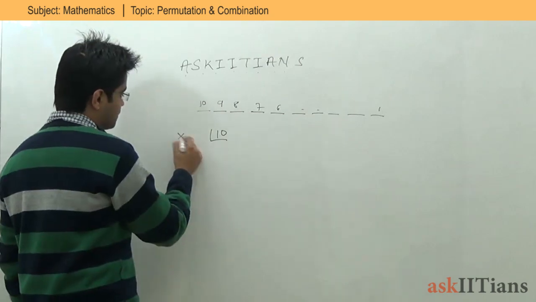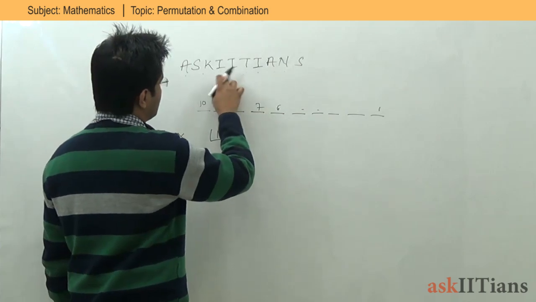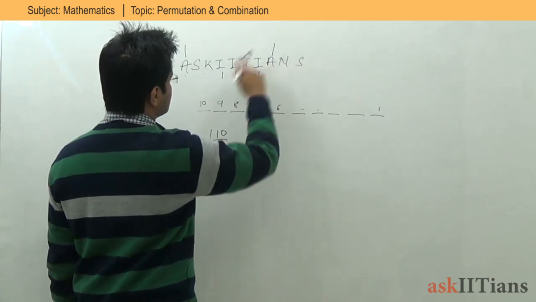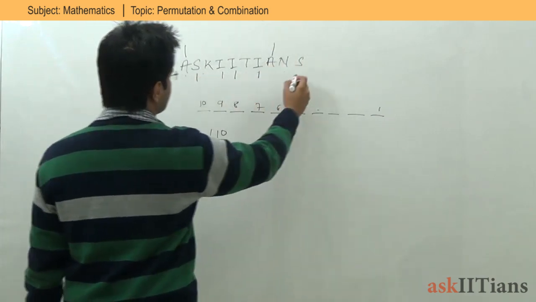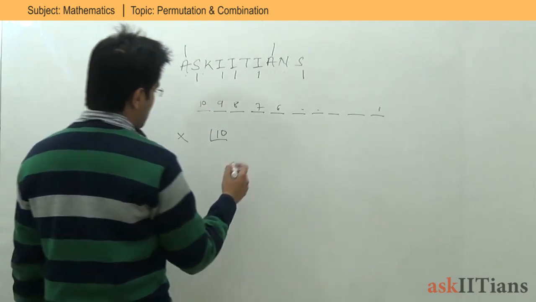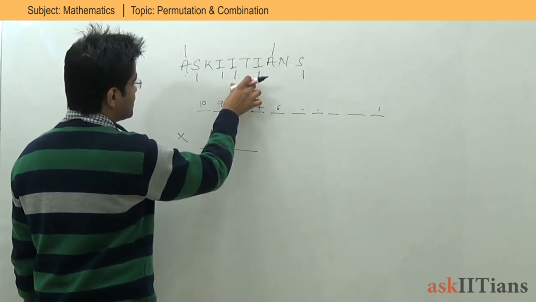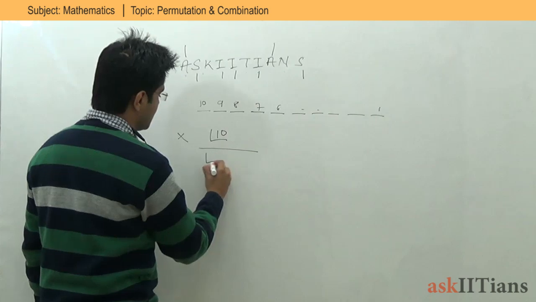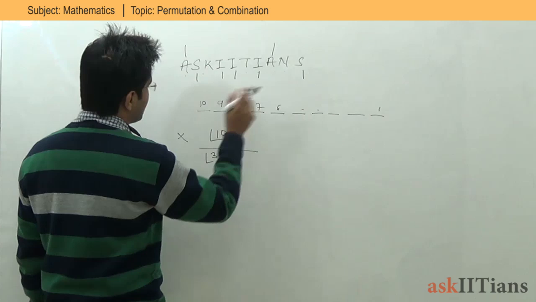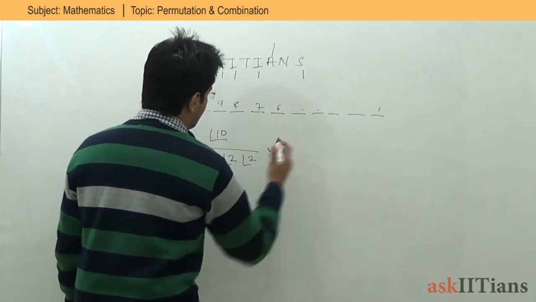But this is not the correct answer. Why is this not the correct answer? Because there are letters which are repeating. For example, I is repeating 3 times, A is repeating 2 times, S is repeating 2 times. So there are 3 sets of letters which are repeating. For these letters, we'll divide by the number of times the letter is repeating. I is repeating 3 times, so we'll divide by factorial 3. A is repeating 2 times, so we'll divide by factorial 2, and S is repeating 2 times, so we'll divide again by factorial 2. So this is the correct answer.